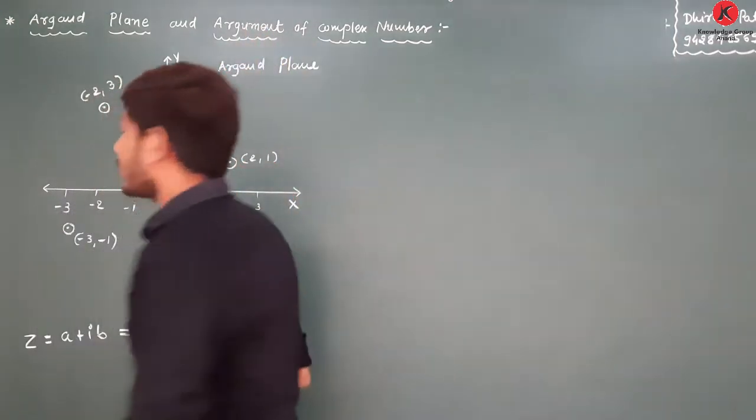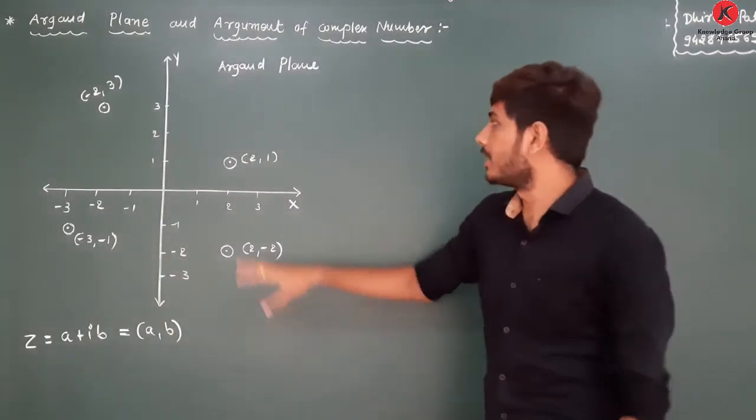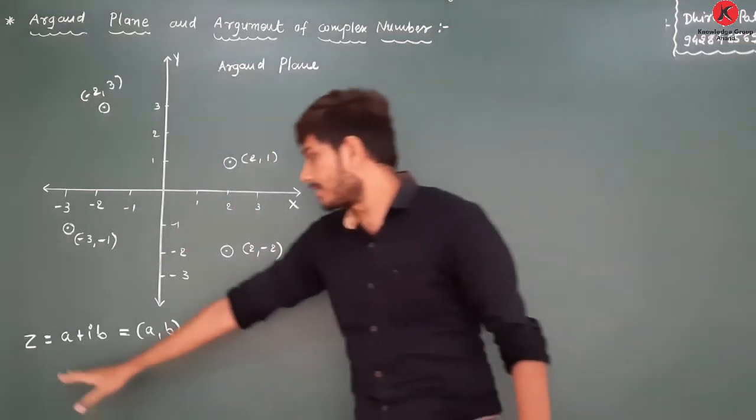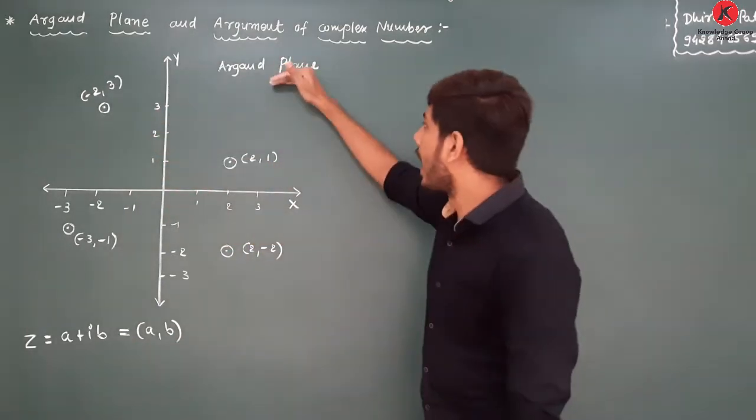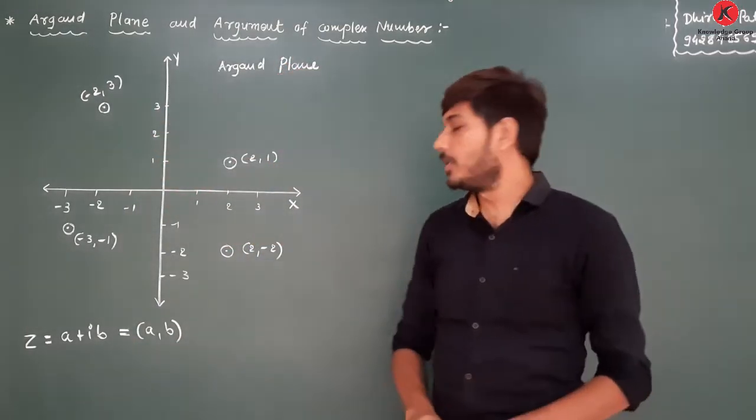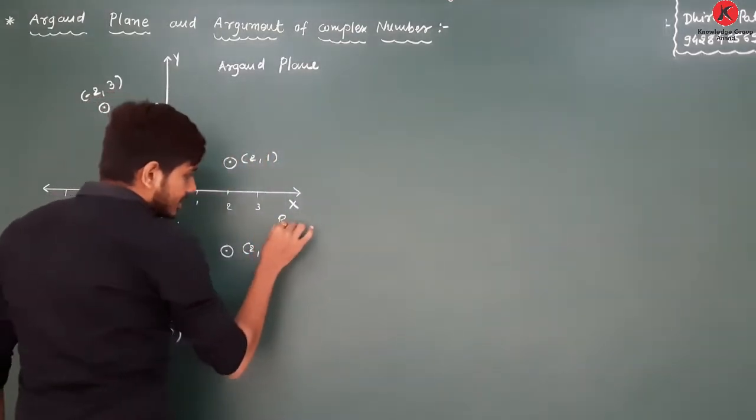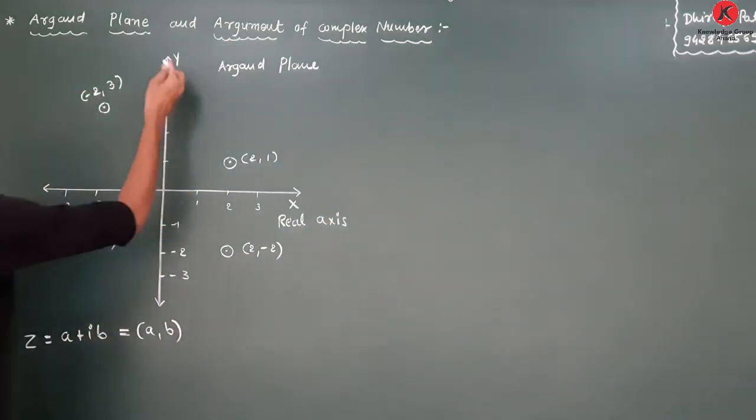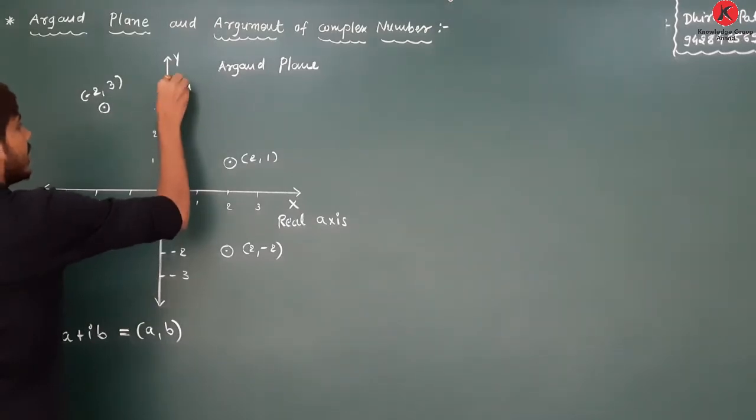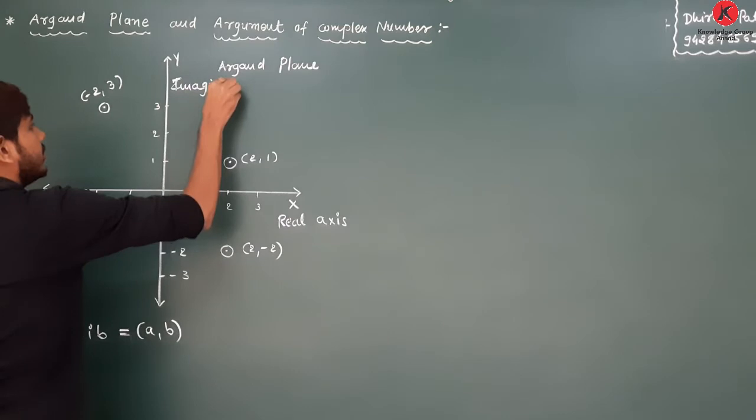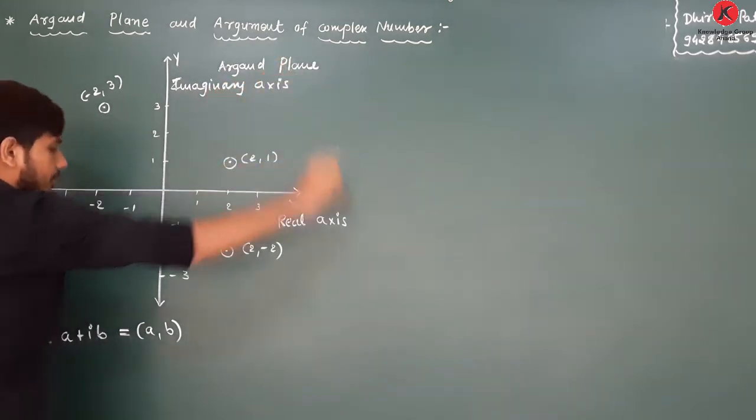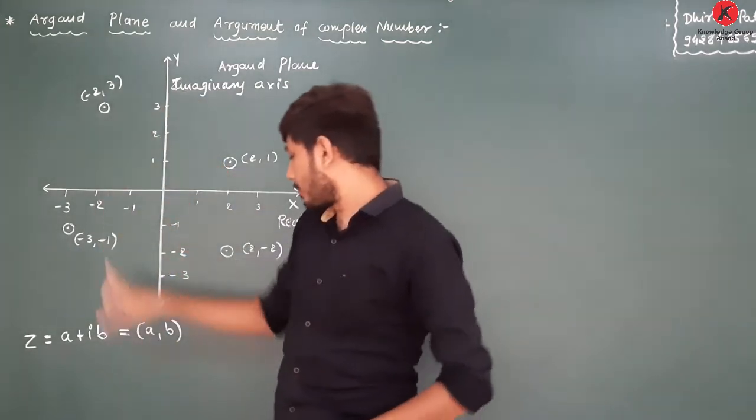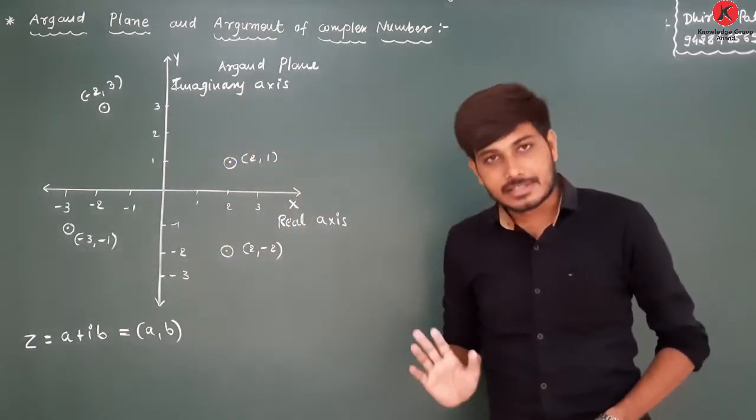In the real number system, this is the xy plane, but in the complex number system, this plane is known as the Argand plane. This x-axis is known as the real axis, and this y-axis is known as the imaginary axis. Therefore, we have to represent the real part of z on the real axis and the imaginary part of z on the imaginary axis.